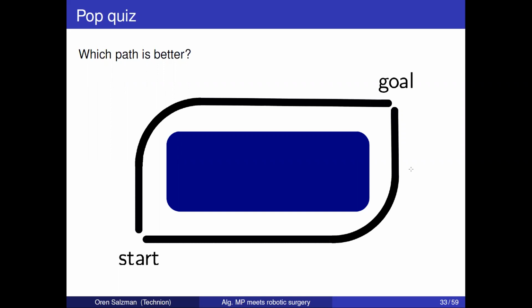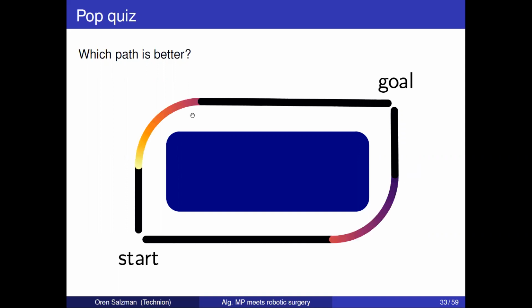Someone said the bottom. Andrea, thank you. Okay, so we have an agreement on the bottom. And the answer is, your intuition is correct.